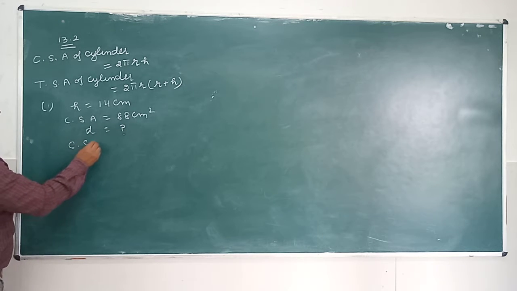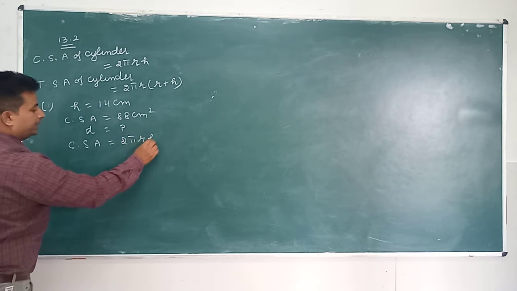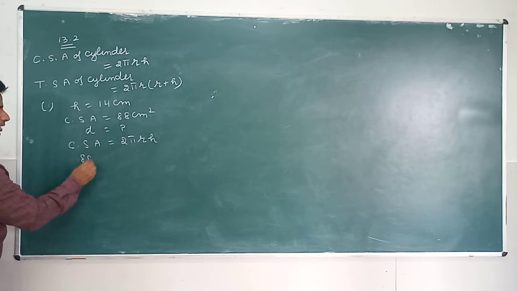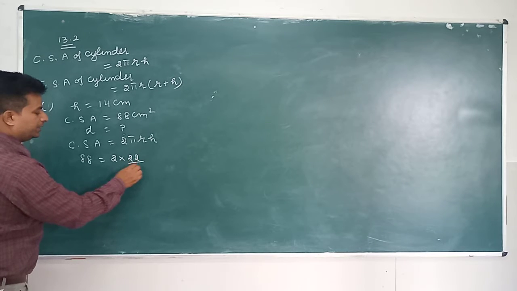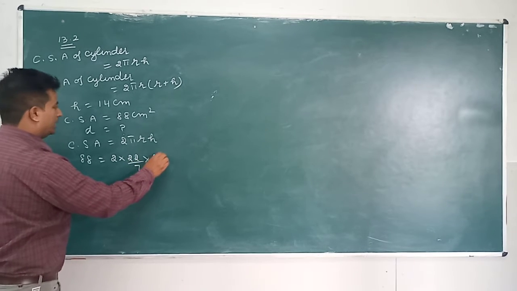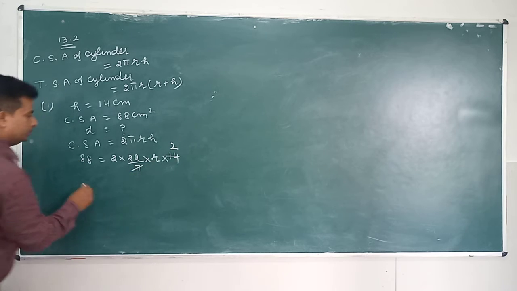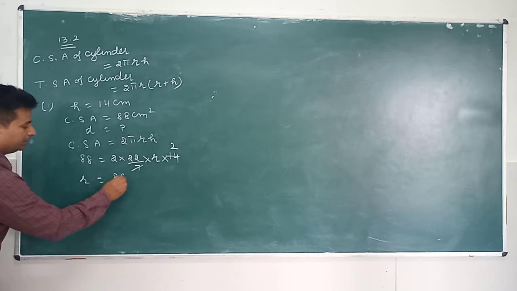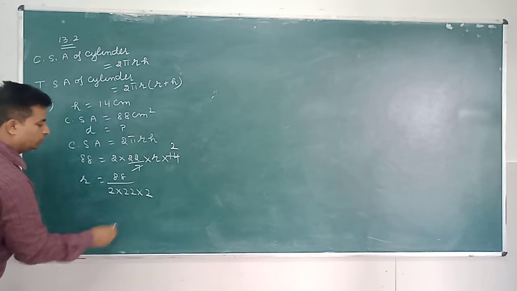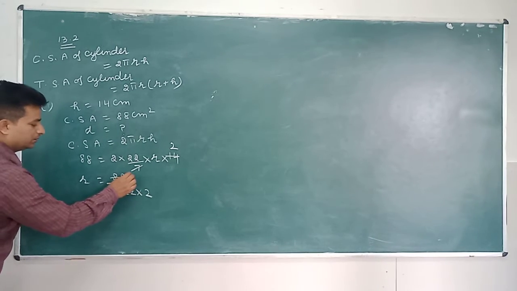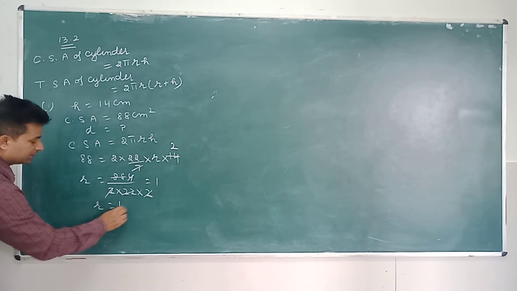As we know, the curved surface area of a cylinder is 2πrh. Curved surface area is 88. The value of π is 22 by 7, r is required, and the value of h is 14. This cancels out, so r is 88 upon 2 into 22 into 2. This becomes 4, 2, 4. r is equal to 1 centimeter.